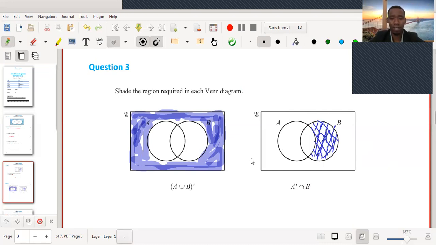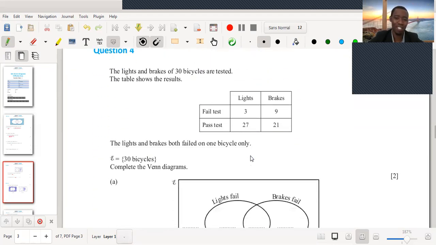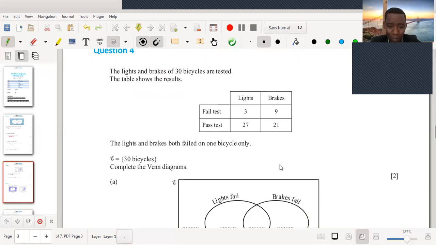Next. The next question is very interesting. You're testing the lights and brakes of bicycles. The table shows the results. For the failed test, we have 3 lights and then 9 brakes. On the passed test, we have 27 lights and then 21 brakes. Now, let's first think about the question. We have the lights and brakes of 30 bicycles that are being tested. We need to keep this in mind.